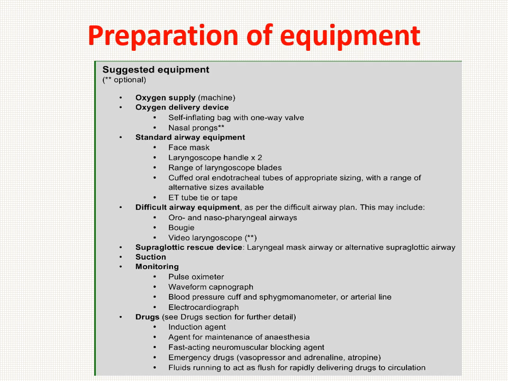And of course, preparation of equipment. Suggested equipment: oxygen supply, machine, oxygen delivery device, standard airway equipment, difficult airway equipment, supraglottic rescue device, suction of course, monitoring, drugs: induction agent, agent for maintenance of anesthesia, fast-acting neuromuscular blocking agent, emergency drugs, adrenaline, atropine, fluids running, and a flush for rapidly delivering drugs to circulation.